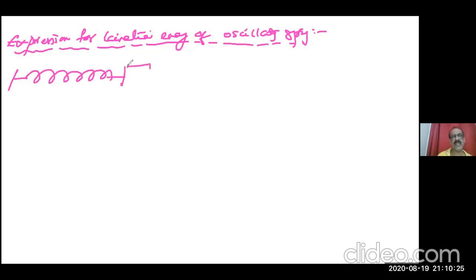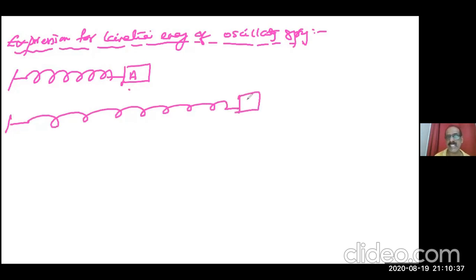Suppose this is the spring at position A. Now I am stretching this spring to the maximum distance B, which we can mark. This is x equal to 0, and this point is x equal to x naught. And I'm releasing this spring. When the spring is released, it will keep moving back.